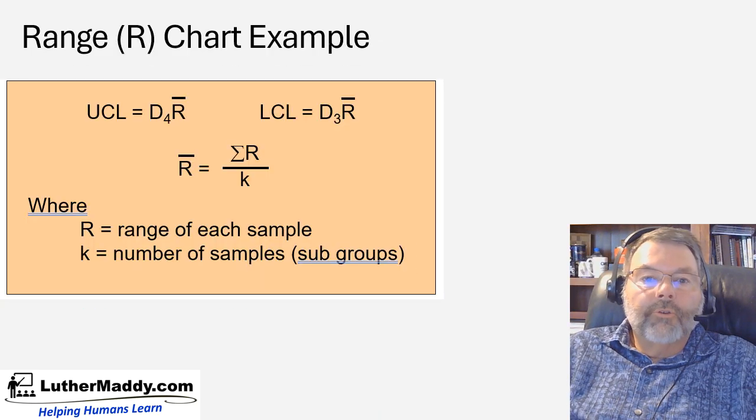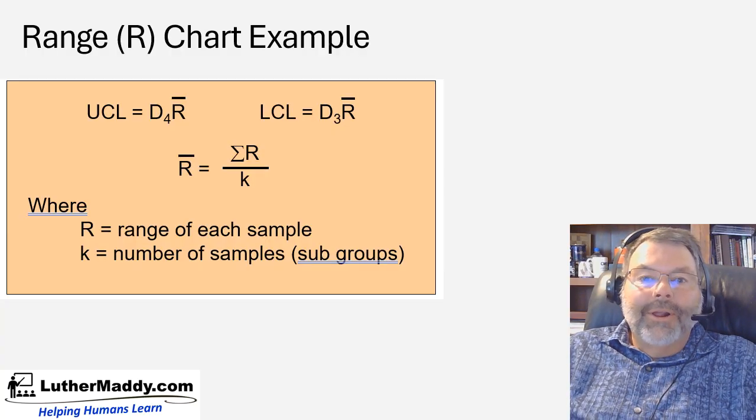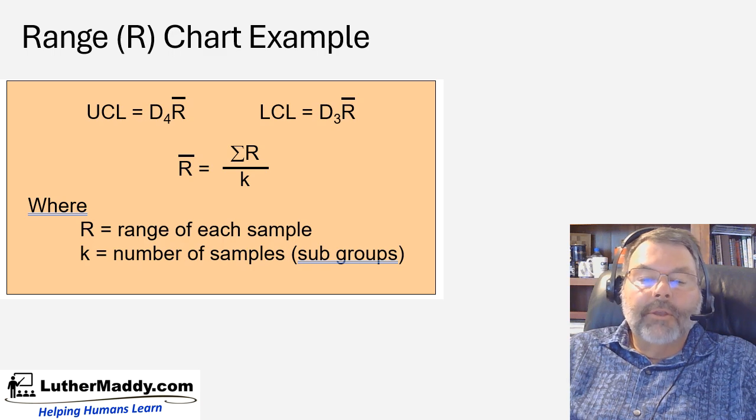For a range chart, an R chart, the upper control limit is going to be the D sub 4 from the table times the mean of the ranges. Lower control limit is the D sub 3 times the mean of the ranges. Of course, we're going to end up with the mean of the ranges by summing up the ranges and then dividing by the number of observations. In this case, that would be 10.